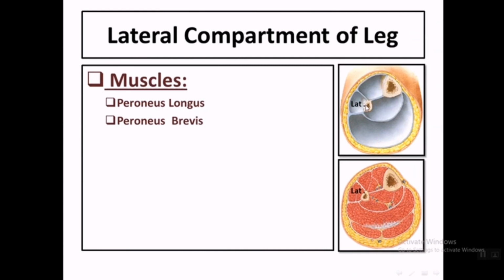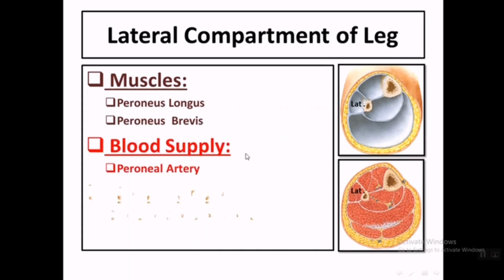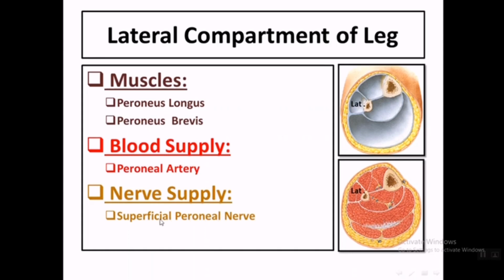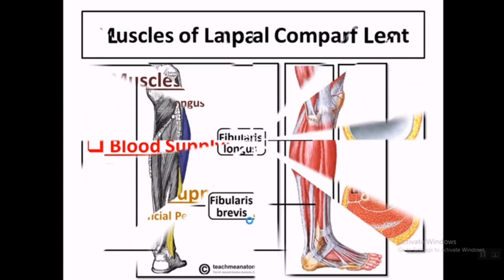The lateral compartment is related to the fibula here, and it is surrounded by the anterior and posterior fascial septa. We have two muscles here, the Peroneus longus and the Brevis. Blood supply is through the peroneal artery, and the nerve supply is through the superficial peroneal nerve.